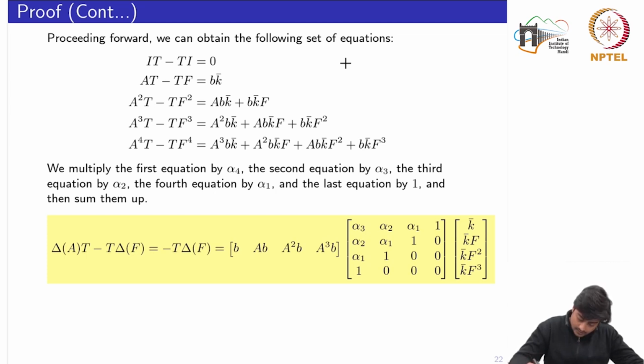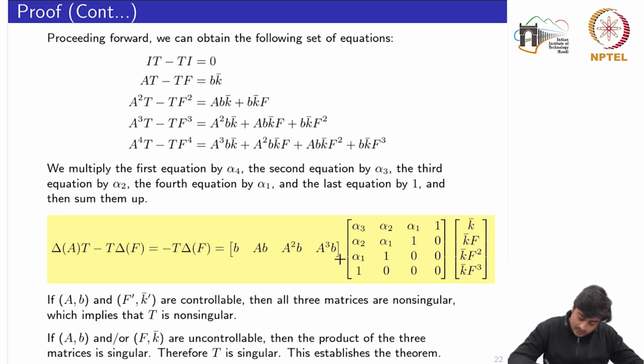Okay, now here this is the most important thing. So delta F, we have already shown that it would be a non-singular matrix. This matrix being an upper triangular matrix, it would always be a non-singular matrix. This matrix would be non-singular if and only if the A, B pair is controllable, and this matrix is non-singular if and only if F transpose and K bar transpose is controllable. So in that case, all these matrices, this and this matrix, are non-singular matrices.